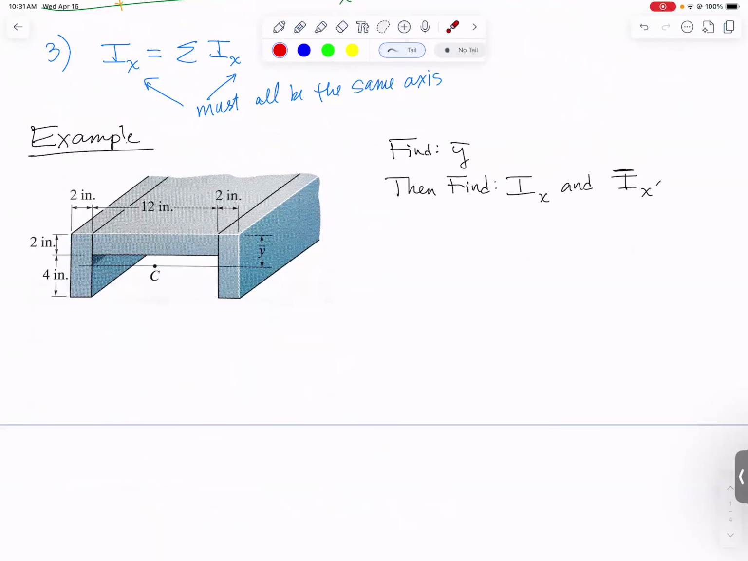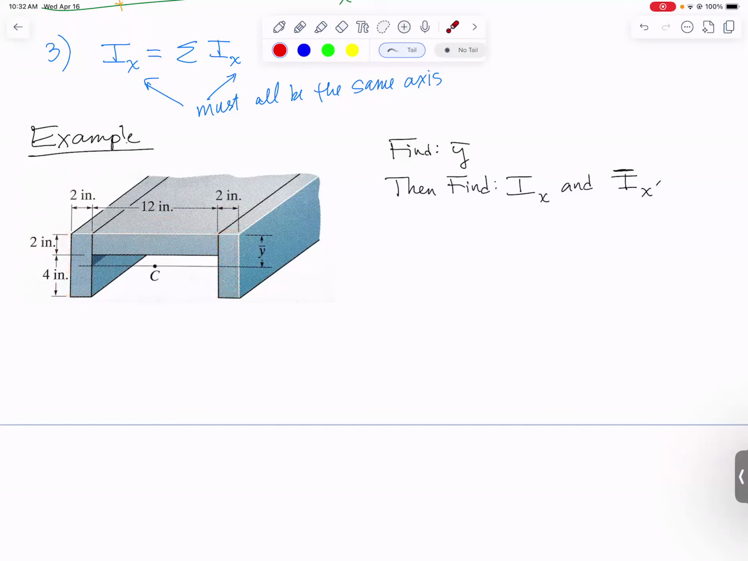The example I have is these three rectangular shapes that have been glued or nailed together. They're stuck together somehow. So the shape we're interested in is actually this shape right here, this area. The board in the middle is 12 by 2, and then the board on the side is 2 inches wide and looks like it's 6 inches tall, and this one is another 2 by 6.